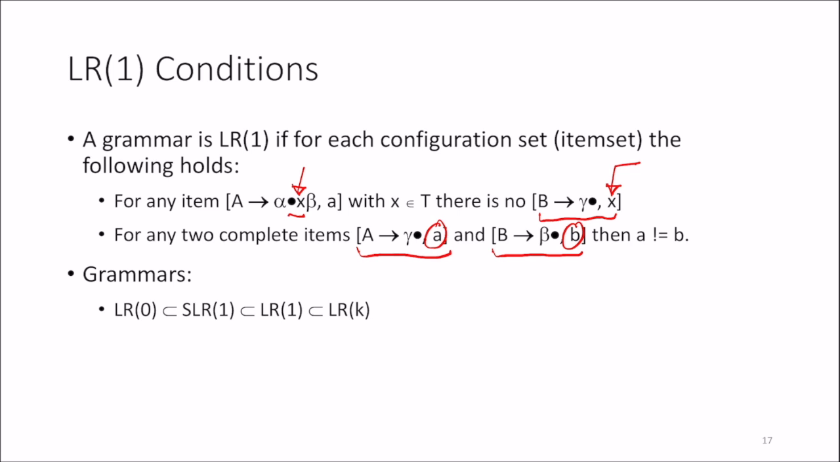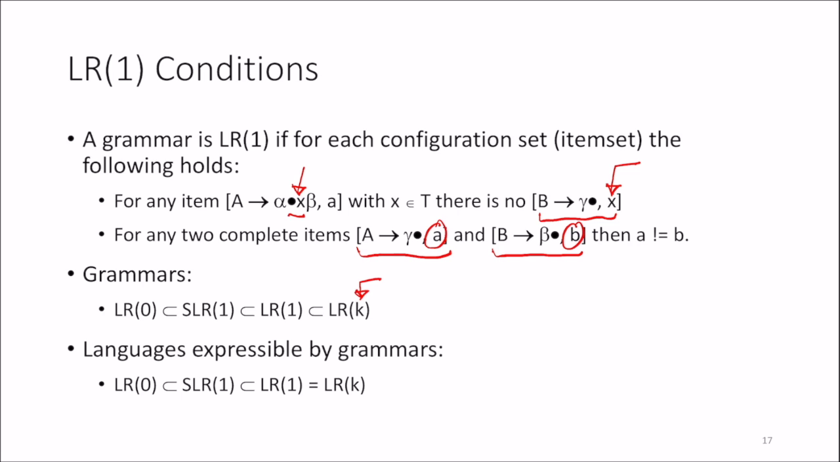SLR1 grammars are a strict subset of the LR1. LR1 grammars are a strict subset of LRK grammars with K symbols of look ahead. But if you look at the languages, there's an interesting property here where the languages expressed by LR1 are no more; LRK is no more expressive than LR1.